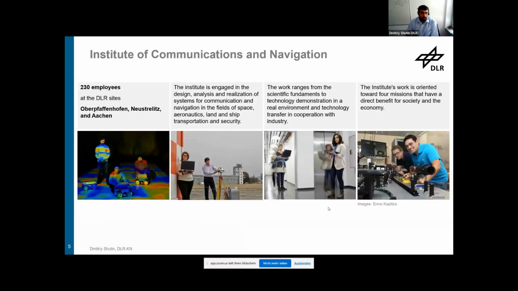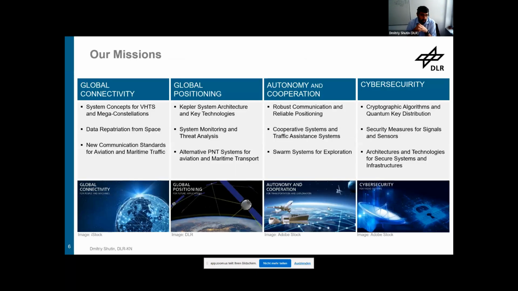Our institute is not the biggest one, but we still have around 230 employees, most of whom are doctoral students and researchers specializing in communication and navigation areas. So we do a lot of fundamental research related to these topics, but also a big focus is on experiments, development of practical systems, and testing the systems in real life.